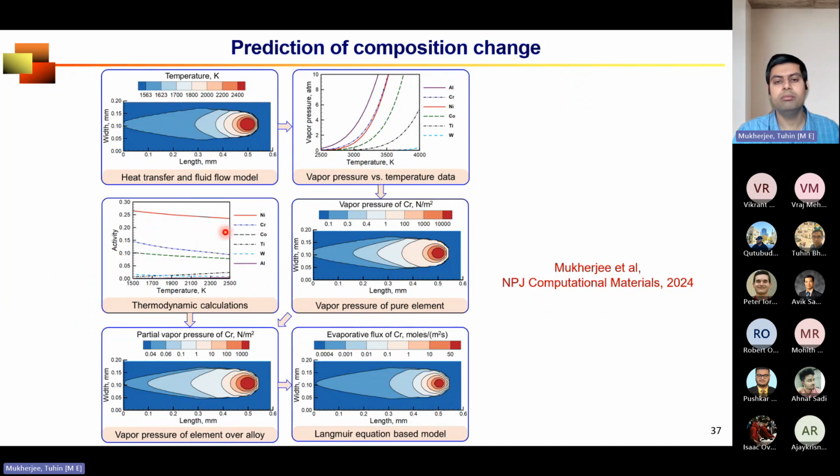So once you know this, you combine both of them and get the partial vapor pressure of chromium. Partial vapor pressure because chromium is not 100% in that alloy. There are many other things, so it depends on the mole fraction. Once you know that, you will know the evaporative flux, the flux of evaporation of that particular element from the molten pool. And like that, you can calculate the evaporative flux for all alloying elements. When you do that, you will know how much composition will change because of the evaporation.